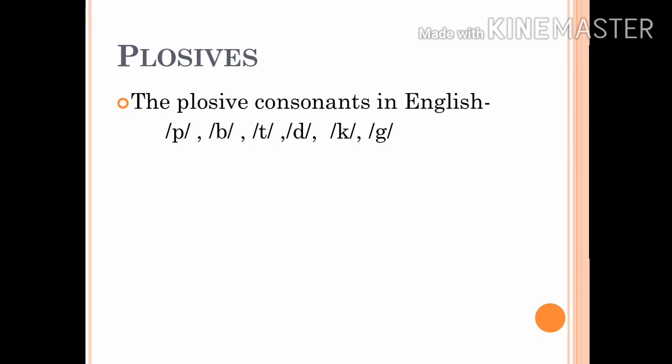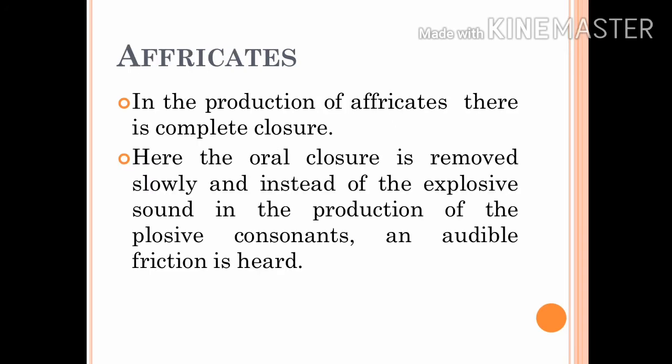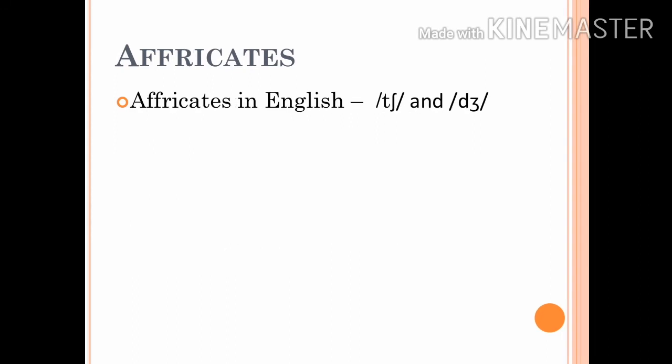There are 6 plosive consonants in English. They are P, B, T, D, K and G. Affricates. In the production of affricates, there is complete closure, but here the oral closure is removed slowly and instead of the explosive sound in the production of plosive consonants, an audible friction is heard. The 2 affricates in English are ch as in chin and j as in jam.